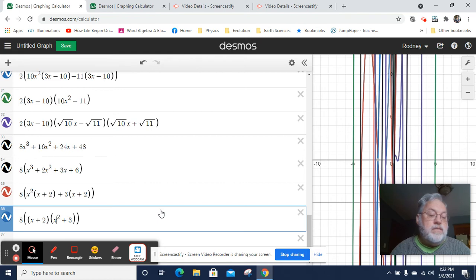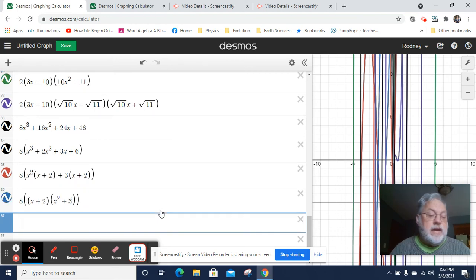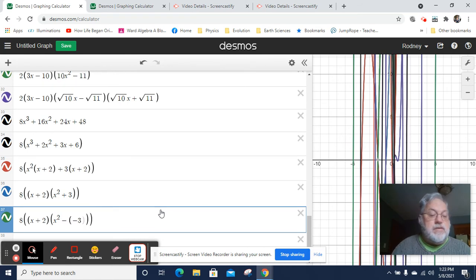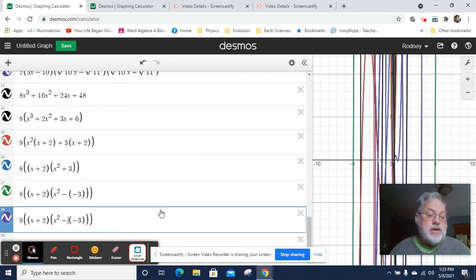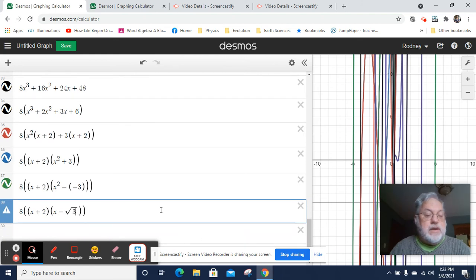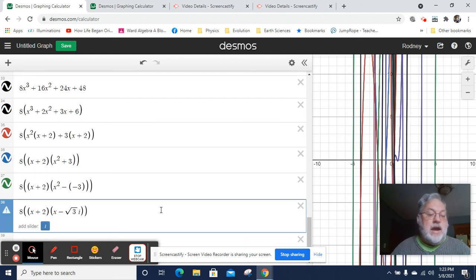And once again, we could factor this further if you're willing to work with complex imaginary numbers. I will demonstrate how that could be done. This becomes minus negative 3. Desmos will get a little mad at me when I do this, but that's okay. What I'm going to want to do is get this as a difference of squares structure. So I'll have x minus the square root of negative 3, which is going to be the square root of 3 times i.